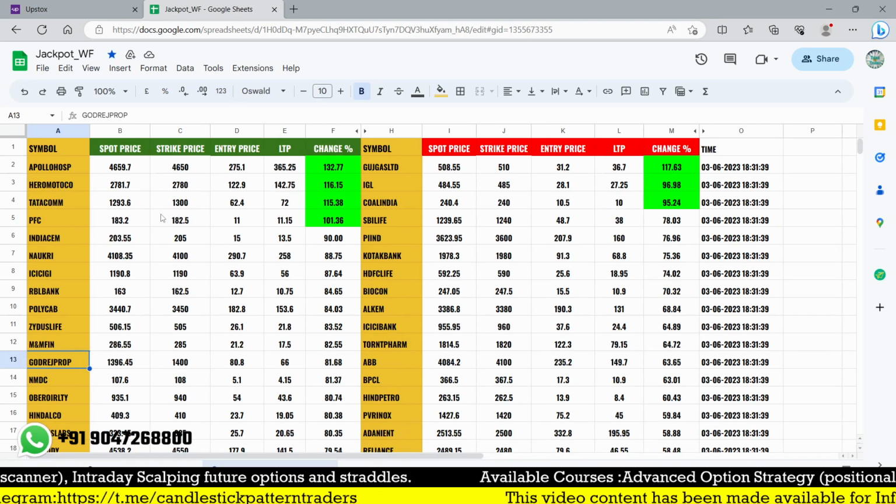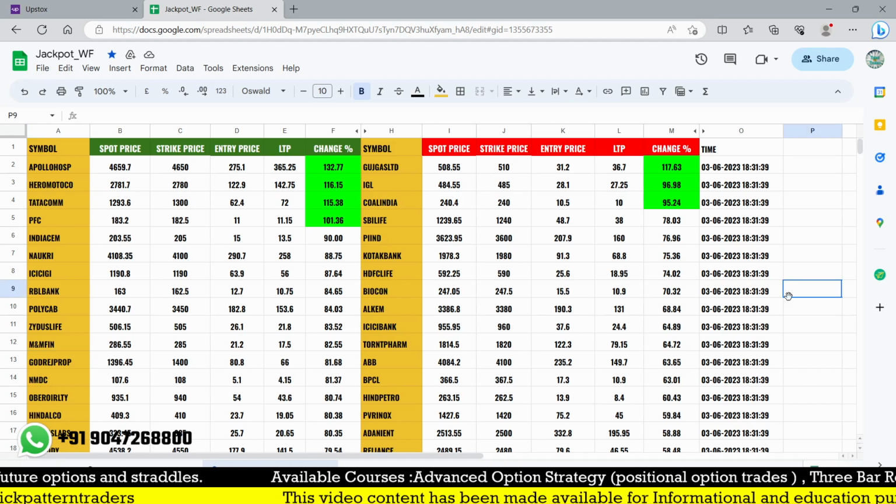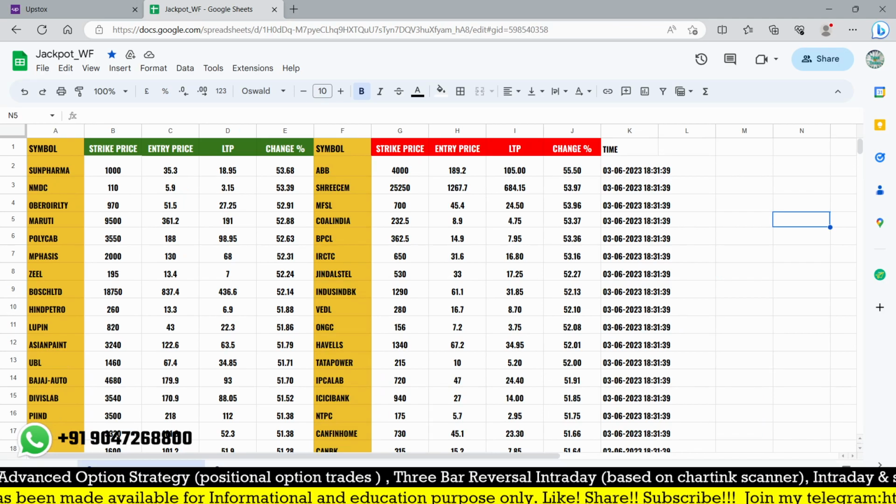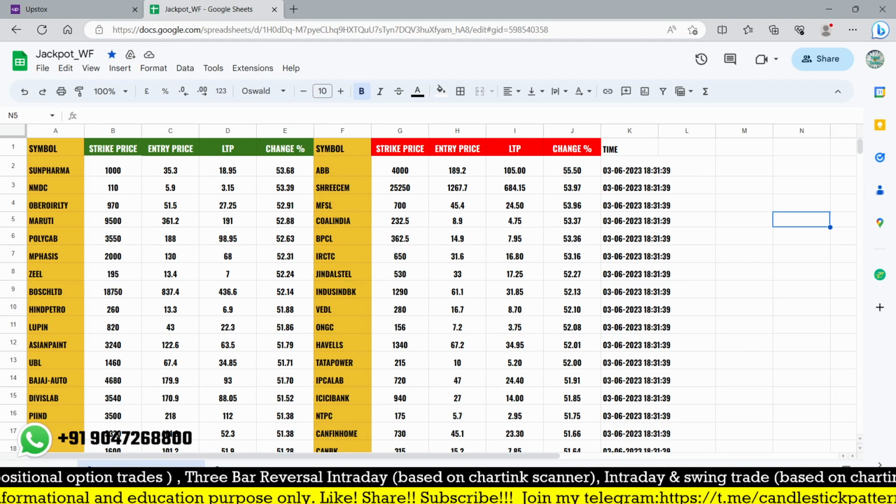But still the monthly positional will not be affected. The monthly positional will be updated once a month, and the weekly positional is updated every week. So for the second week of June, that sheet is updated right now.